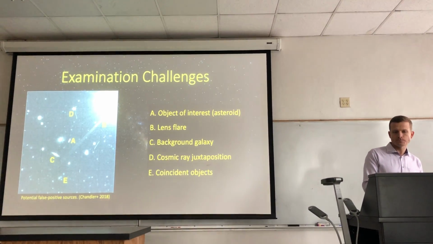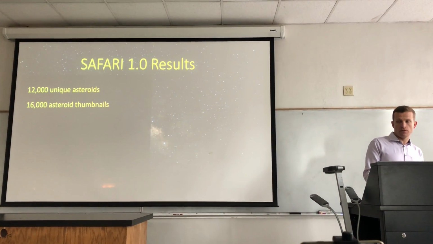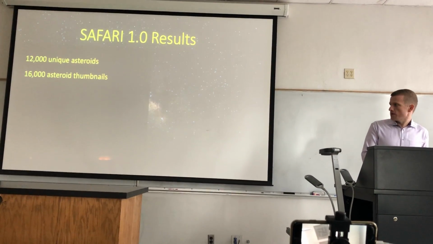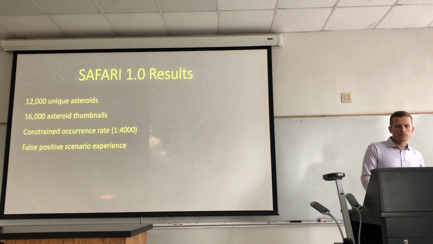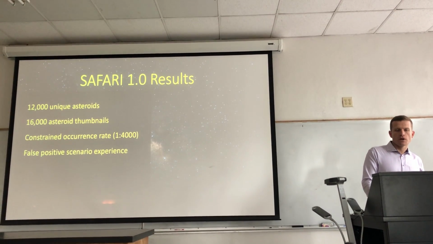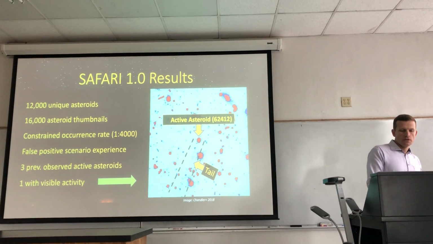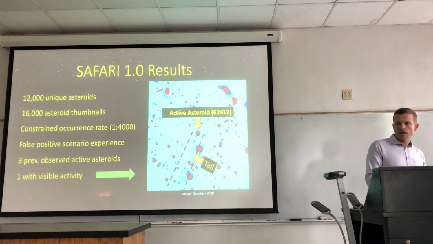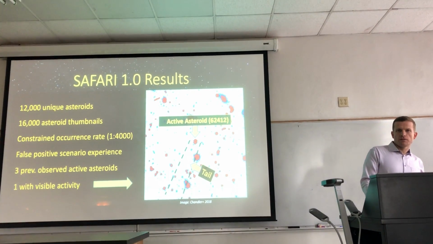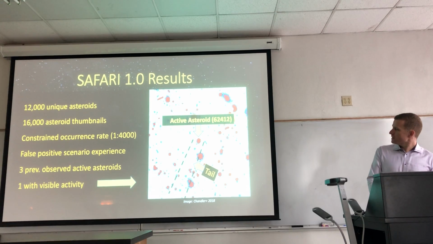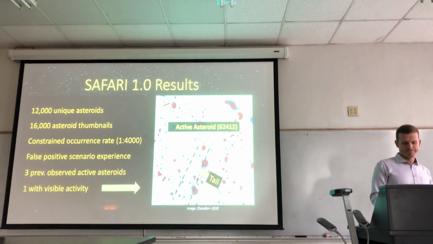So some initial results: there were 12,000 asteroids that we imaged, unique asteroids. Like I said, 16,000 thumbnails. We constrained the occurrence rate to about 1 in 4,000, and we documented a bunch of false positive scenarios for citizen science to talk about in a moment. There were 3 previously observed active asteroids. These are ones that are already known to be active. One with visible activity. I'm not sure if you can see the tail or not. This is always fun to ask people if they can see it, but there's some lines to help out there.